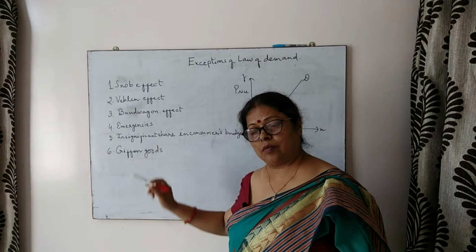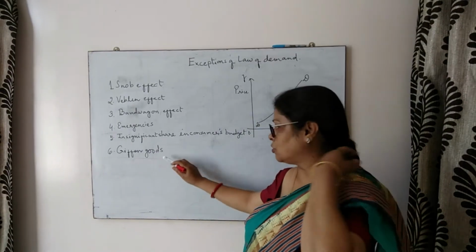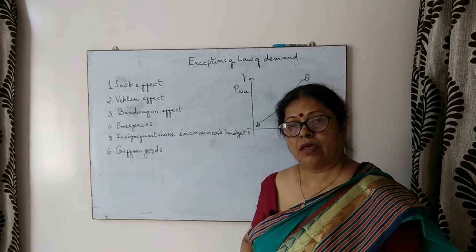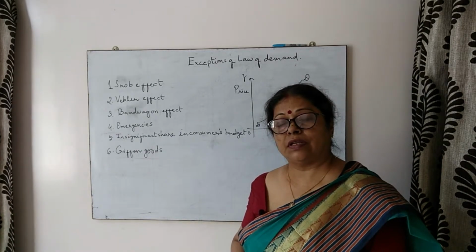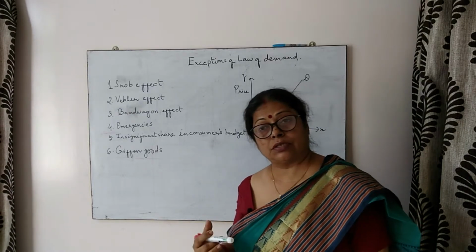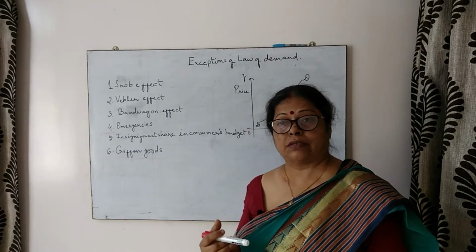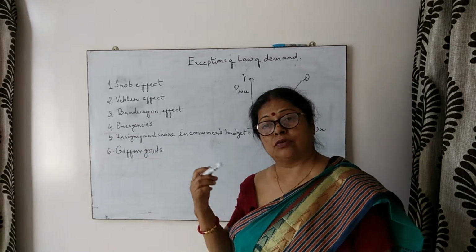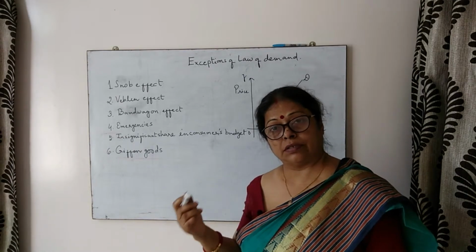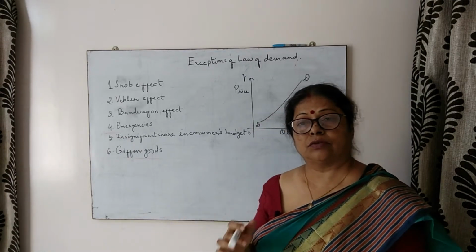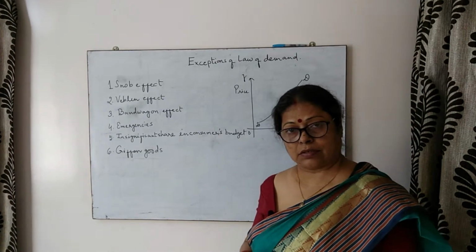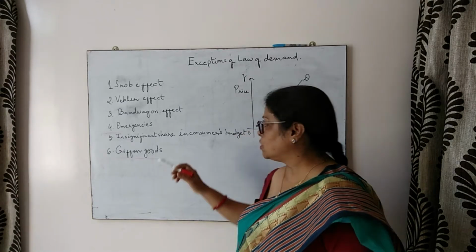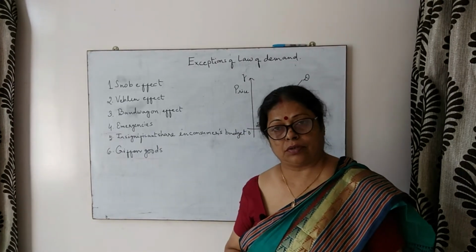Giffen goods. This is very important. In section A also they can ask you, what do you mean by the word Giffen goods? Giffen goods are a type of inferior goods for which consumer spends a major part of his income. When price of these goods increases, demand increases, and when price of these goods falls, demand falls. Sir Robert Giffen observed this kind of behavior, so these goods are known as Giffen goods.